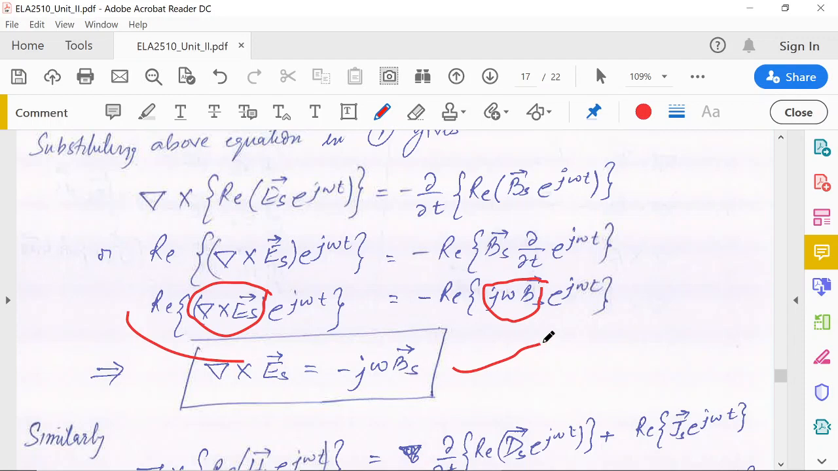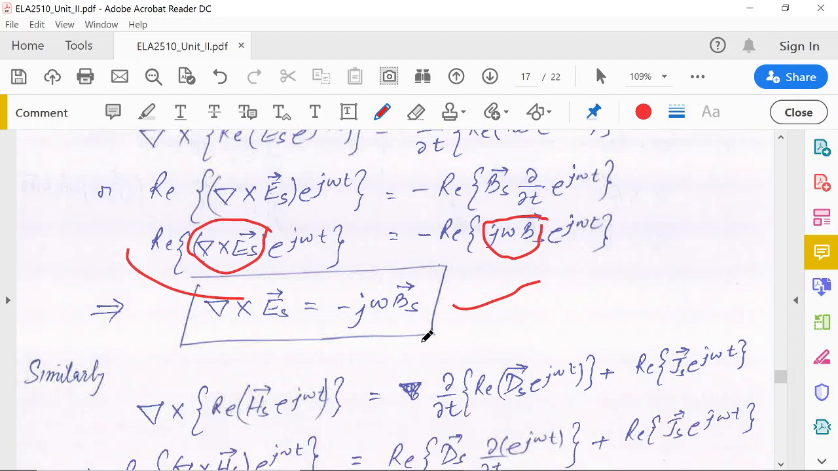This is called Maxwell's equation in phasor form. Initially it was del cross E equals minus del B over del t. In the phasor form, that del over del t vanishes and now we have j omega, because in the phasor form we have no concept of time, it is independent of time. So time will not come here. We have reduced the actual Maxwell's equation to the phasor form in this fashion.